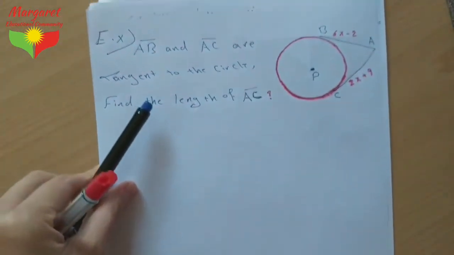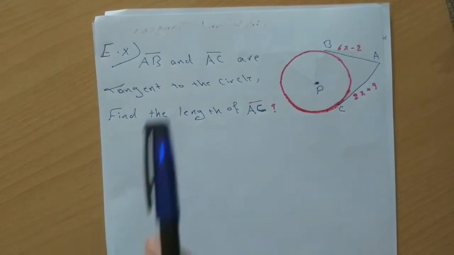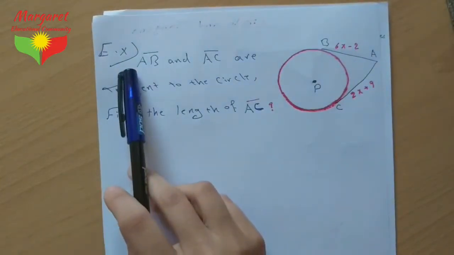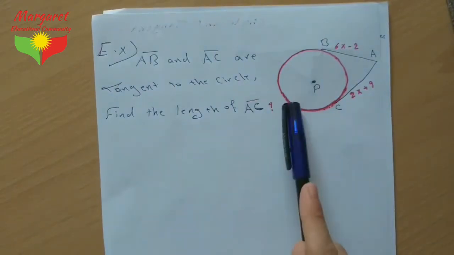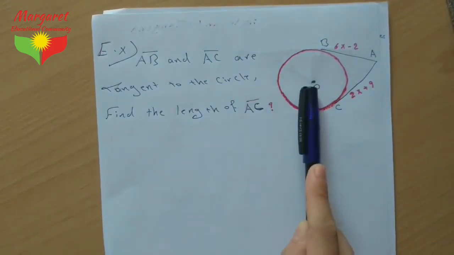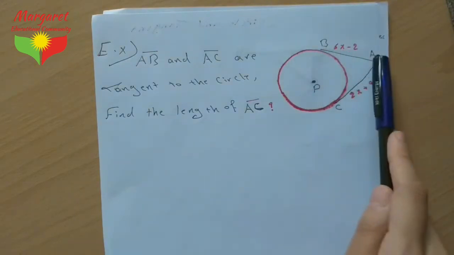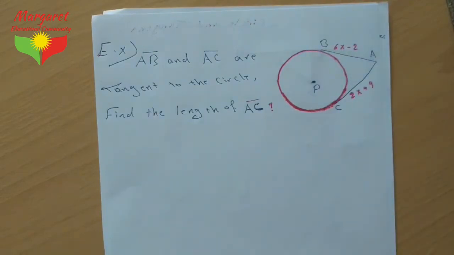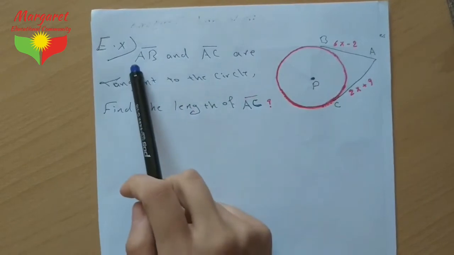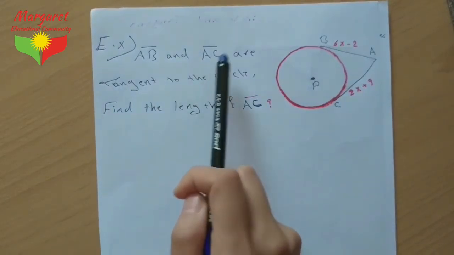We have an example. From the example, we are given a picture of a circle, and in the circle we have a midpoint, the central point, called P, and we have two tangent lines from outside the circle. The line AB and the line AC are tangent to the circle.